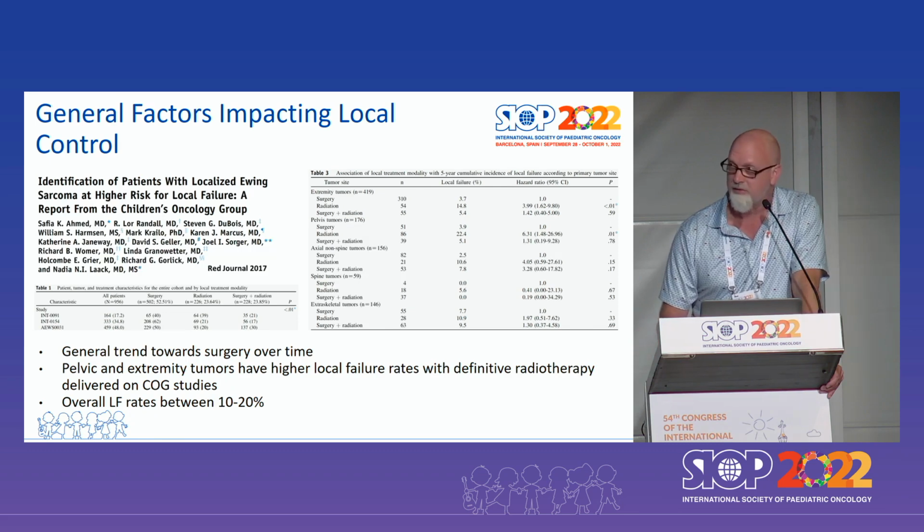Overall local failure rates are between 10 and 20%, and I think the most favorable patients should have single-digit local failure rates.